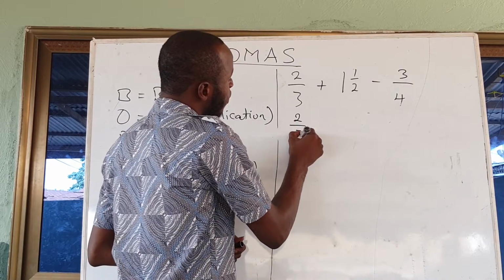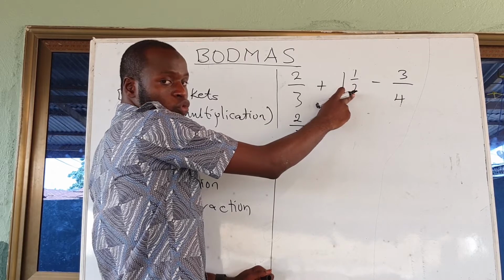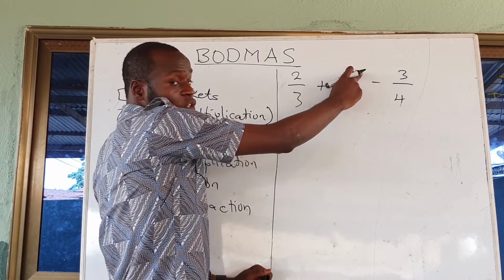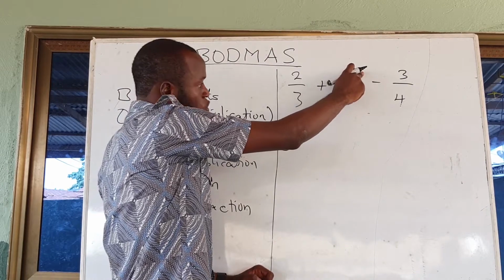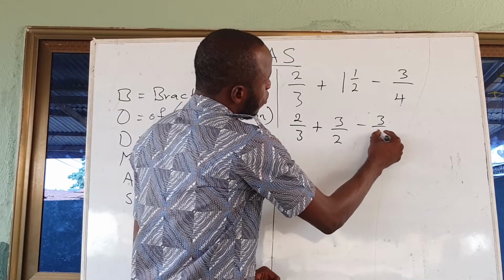So we have 2 over 3 plus, how do we change this to improper fraction? You multiply this denominator, which is 2, by the whole number 1. So we have 2 plus the numerator at the top, which is 1. So it gives us what? 3 over 2 minus 3 over 4.